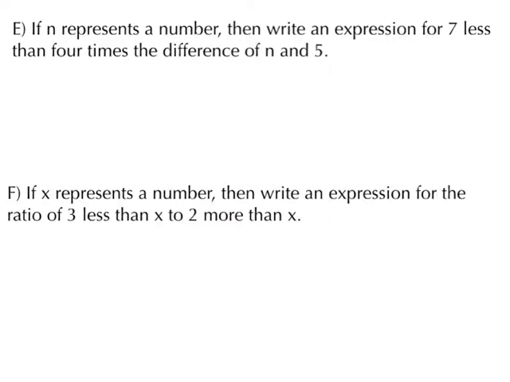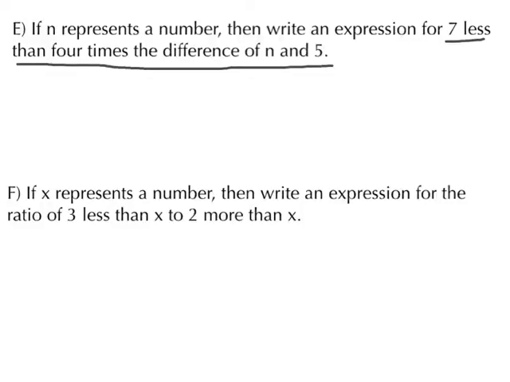I would like you to try C and D on your own and bring your stuff to class. Try C and D. Let's jump to E. If n represents a number, then write an expression for 7 less than 4 times the difference of n and 5. So now we're going to get a little bit more complicated. So I have 7 less than 4 times the difference of n and 5. So right away we see the words less than. So that means start at the back.